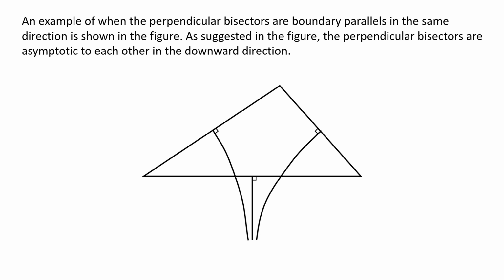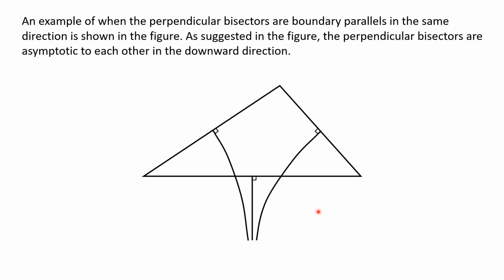In this example, we have the third case in the theorem, when the perpendicular bisectors are boundary parallels in the same direction as shown in the figure. So we have these three lines here that are perpendicular bisectors of the three sides of the triangle, and they're parallel, and they're all going in the same direction. So they're asymptotic to each other, but they don't intersect, going down in this downward direction.